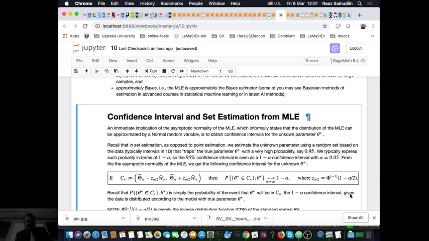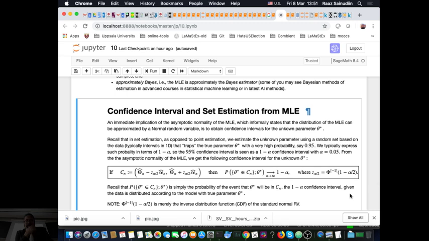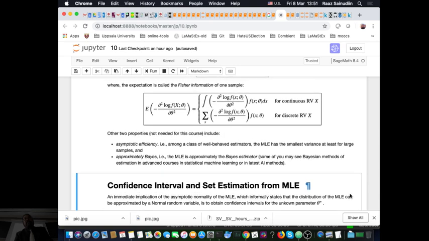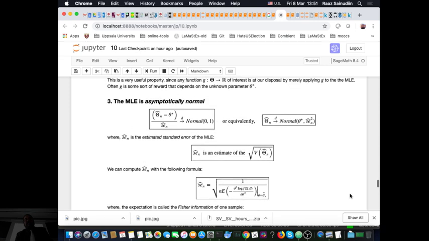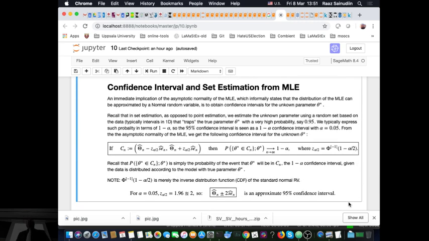But we have some other nice properties which are good for more advanced methods. So now confidence intervals and set estimation, right? What we're going to do is take this simple property, this asymptotic normality property of the maximum likelihood estimator, and then use that for confidence intervals and set estimation. Very basic idea. I told you a confidence interval is where we try to trap the unknown parameter with a high probability.